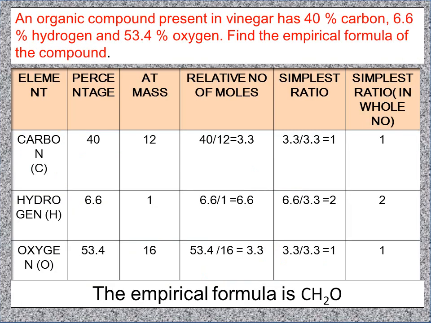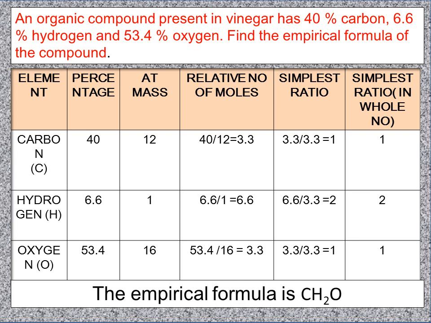Here I have given you an example to calculate the empirical formula. An organic compound present in vinegar has 40% carbon, 6.6% hydrogen and 53.4% oxygen. Find the empirical formula of the compound. Already I told you, first we must write the elements. What are the elements present? Carbon, hydrogen and oxygen. Then second column we must write percentage. What is the percentage of carbon? It is 40. Hydrogen 6.6 and that of oxygen is 53.4. Third column we must write the atomic mass. What is the atomic mass of carbon? 12. Hydrogen 1. Oxygen 16.